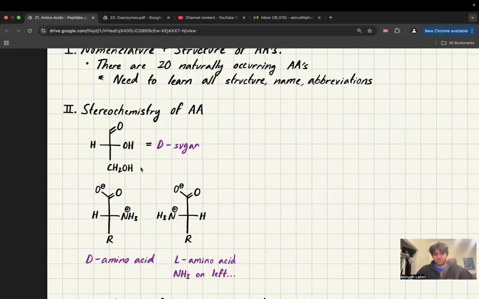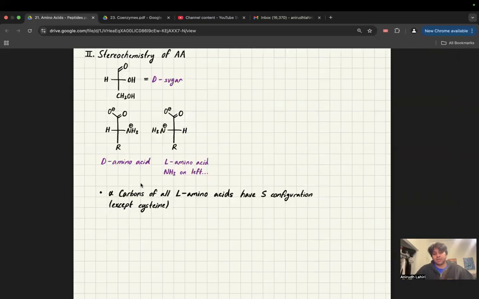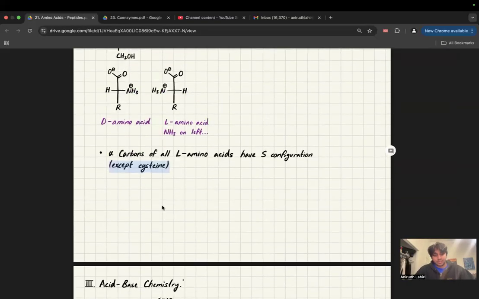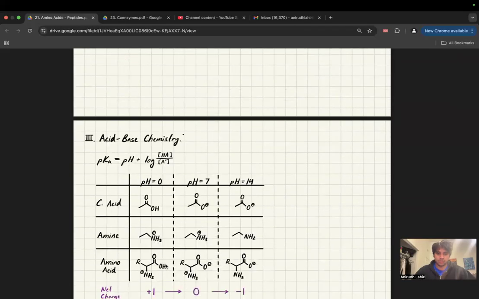Again, the alpha carbons of all L amino acids have S configuration except cysteine. Cysteine's difference is because it is a sulfur-containing compound, and when we get to cysteine, I'll point out why we have a different configuration. This is why we actually have R. But just keep that in mind. It's a really easy thing to test on: cysteine being the only one that has R configuration.